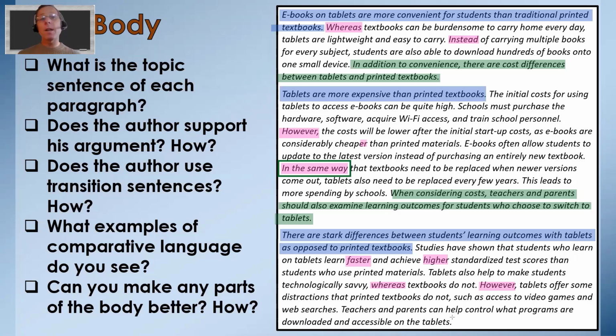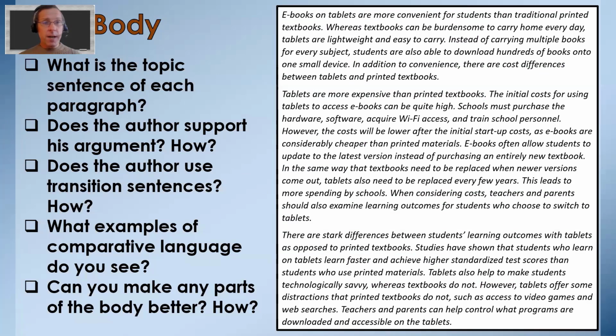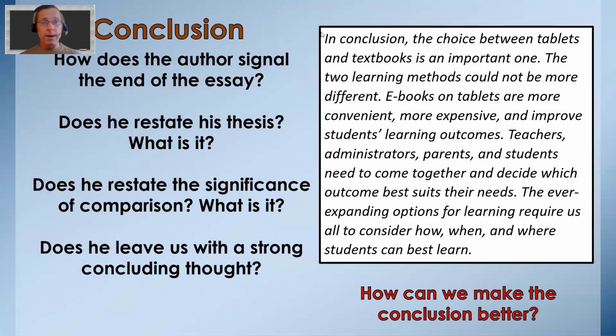So here we can see the author doesn't use a transition sentence in that last paragraph. And the reason for that is because there's not another point of comparison. The author has only addressed three points of comparison. So let's move on to our concluding paragraph.